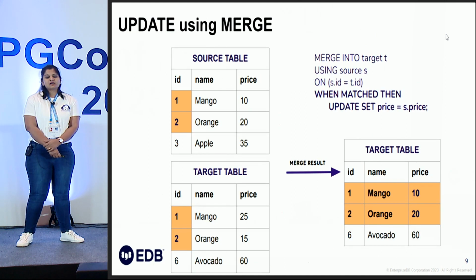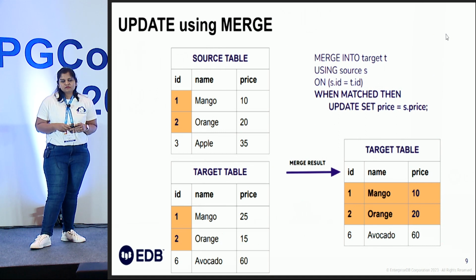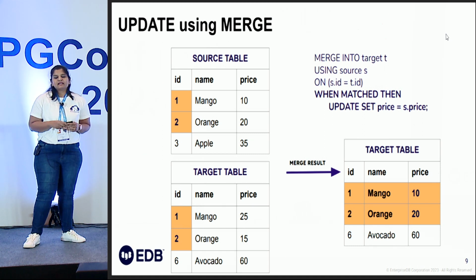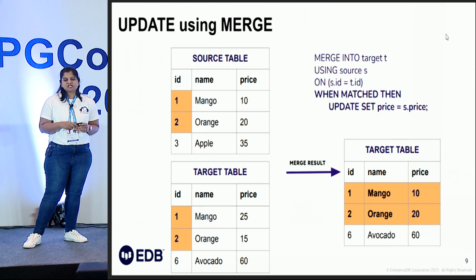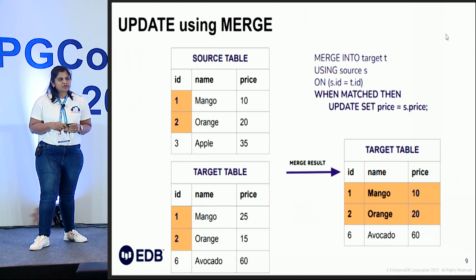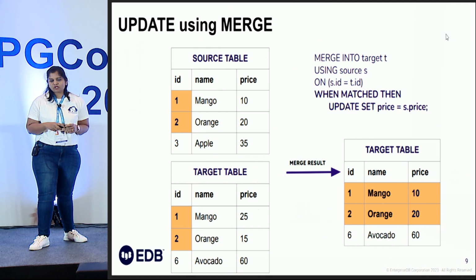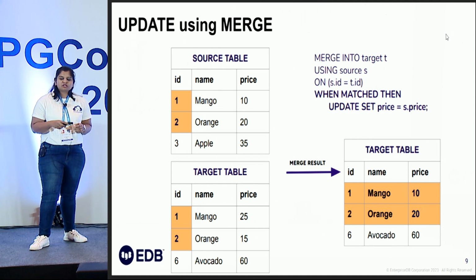Here is an example where merge is doing an update. If you see, there are two tables, source and target, and here are the record information. And if you see the merge statement, you have merge into target using source s on s.id is equal to t.id. So they are the join columns. When matched, then update set price is equal to s.price. So here you are merging on the column id, and you are updating the target price to the source price.